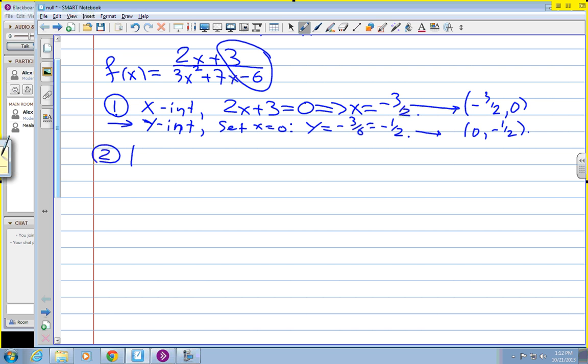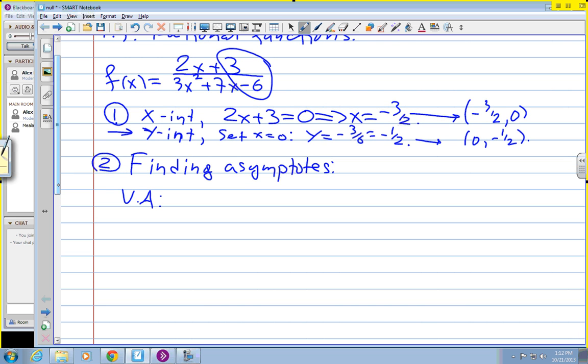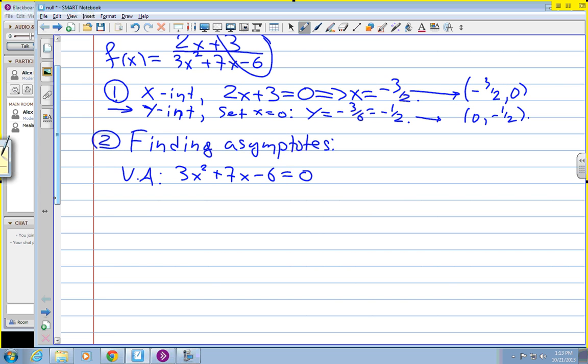Finding asymptotes. So vertical asymptotes is basically looking at the denominator. We'll have to do some factoring, right? So basically we have to find the zeros of the denominator. We can probably factor that, or we can use the quadratic formula. Now remember how we factor these types of problems.